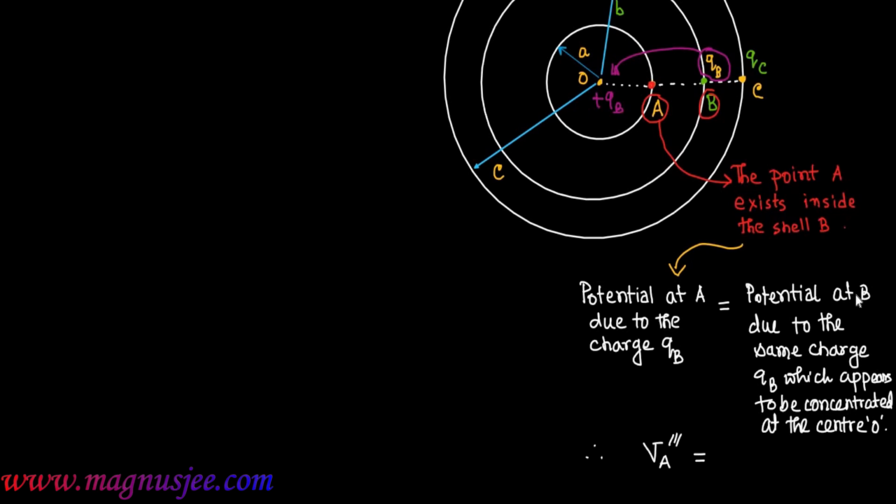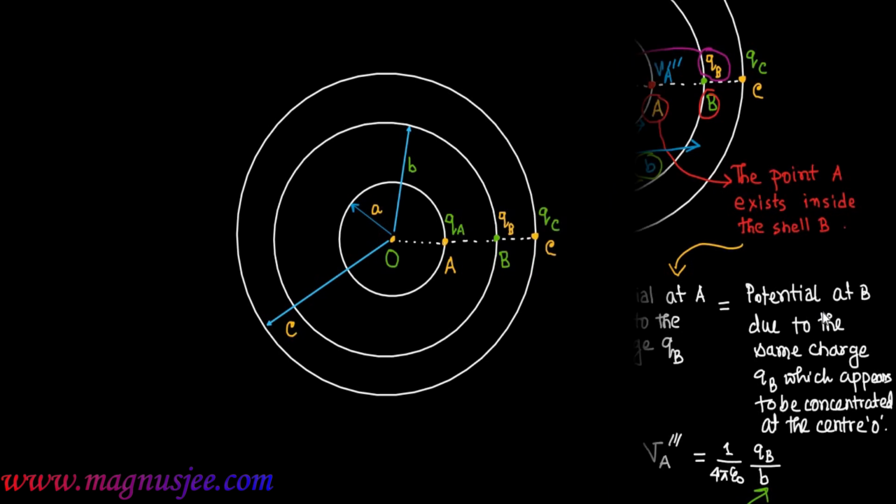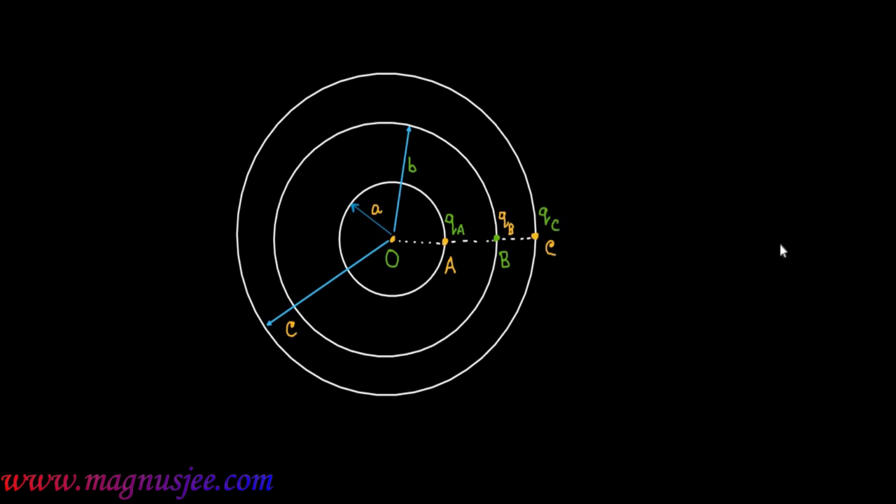So therefore VA triple prime will be equal to 1 by 4 pi epsilon 0 QB divided by B, because potential at any point inside a shell will be equal to the potential at every point on the surface of the shell. So to find the potential at A due to the charge QB, we have to divide the charge QB by B.